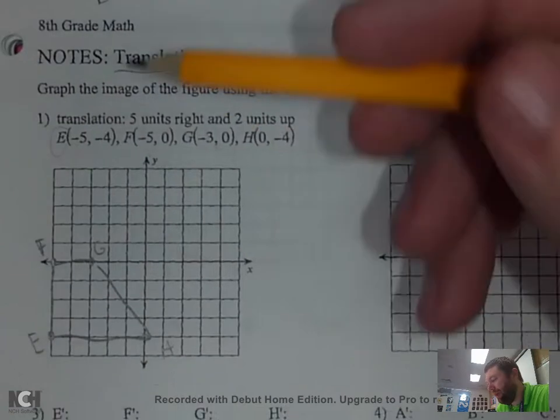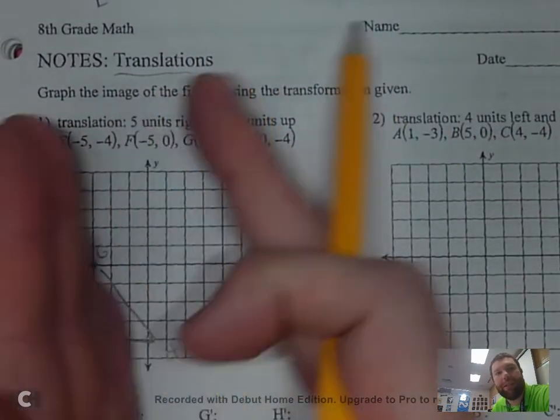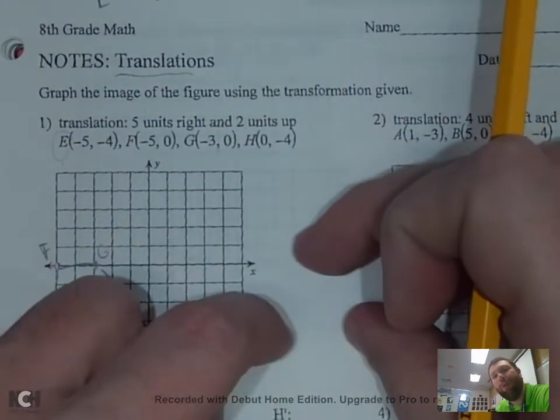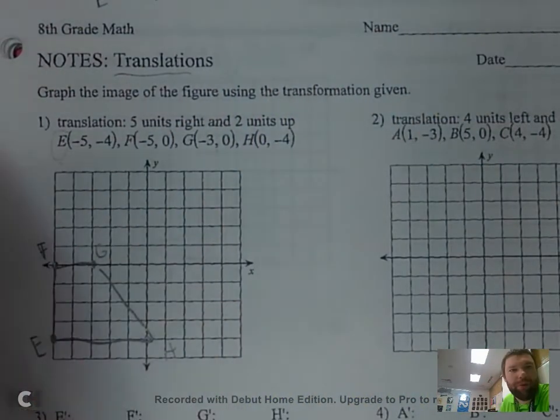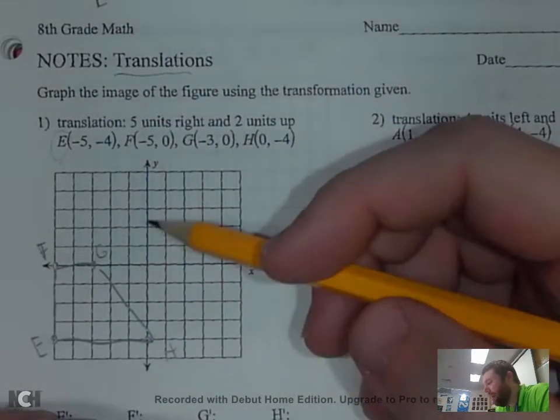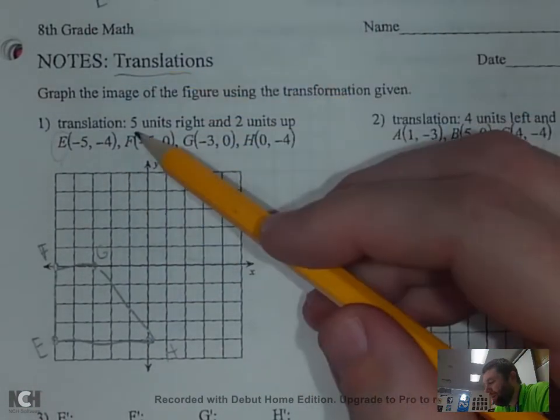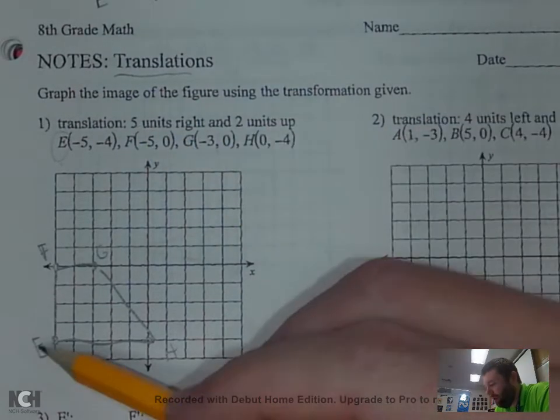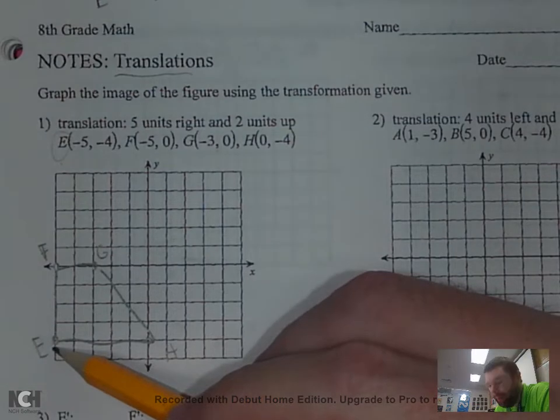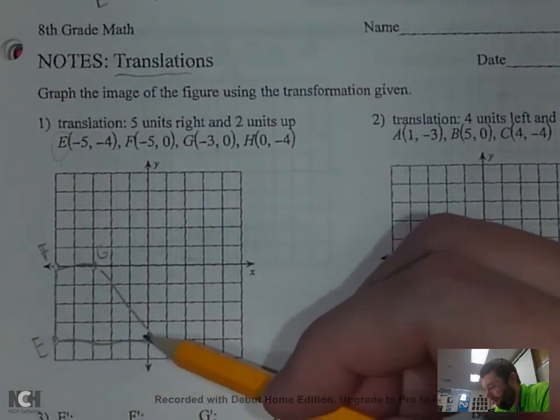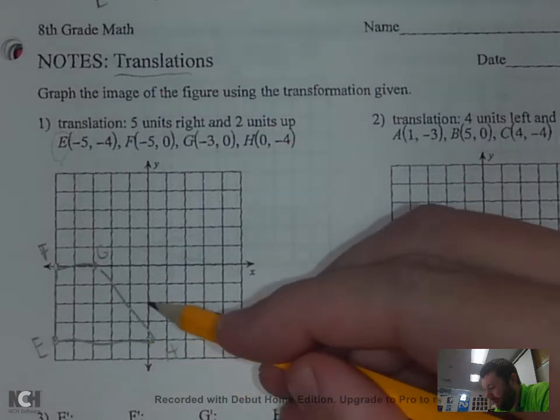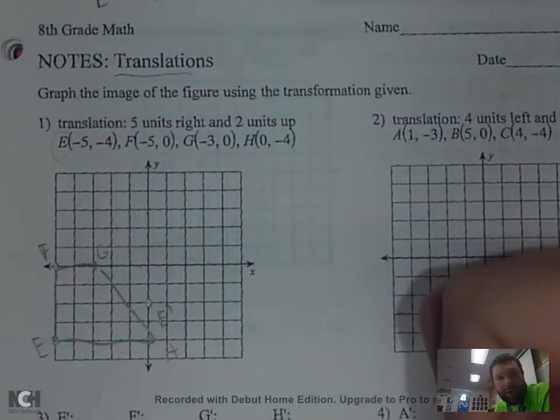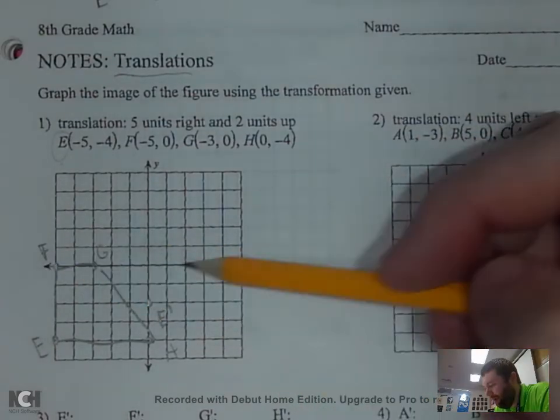Okay? So for example, here with translations, we're just sliding the shape. So the shape is going to stay the exact same thing. It's just going to move over and up or down or whatever, right? So this one is going to move 5 to the right and 2 units up. So for E, I would go 5 spots to the right. 1, 2, 3, 4, 5. And then 2 up. And that's going to be my E prime right there. Okay? And then I would do that for all these points.